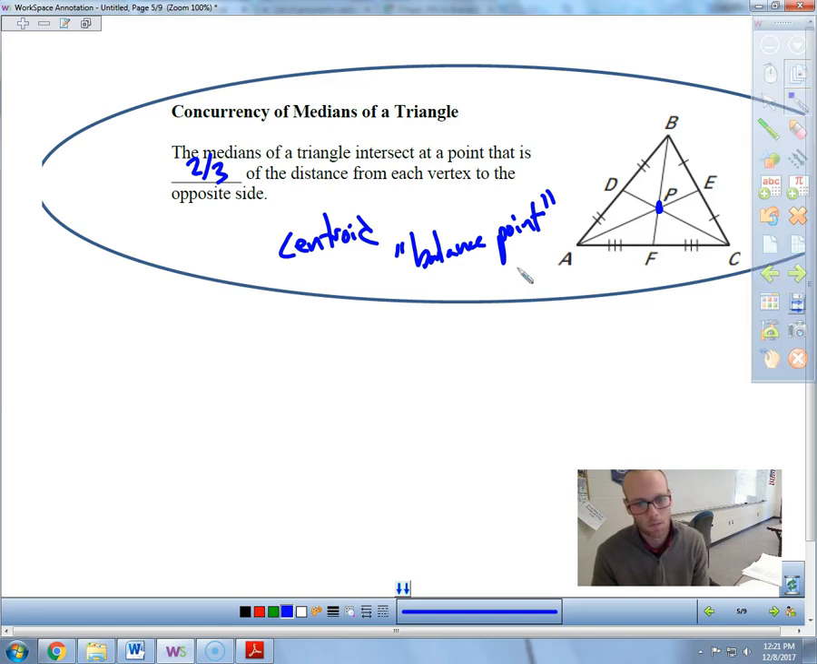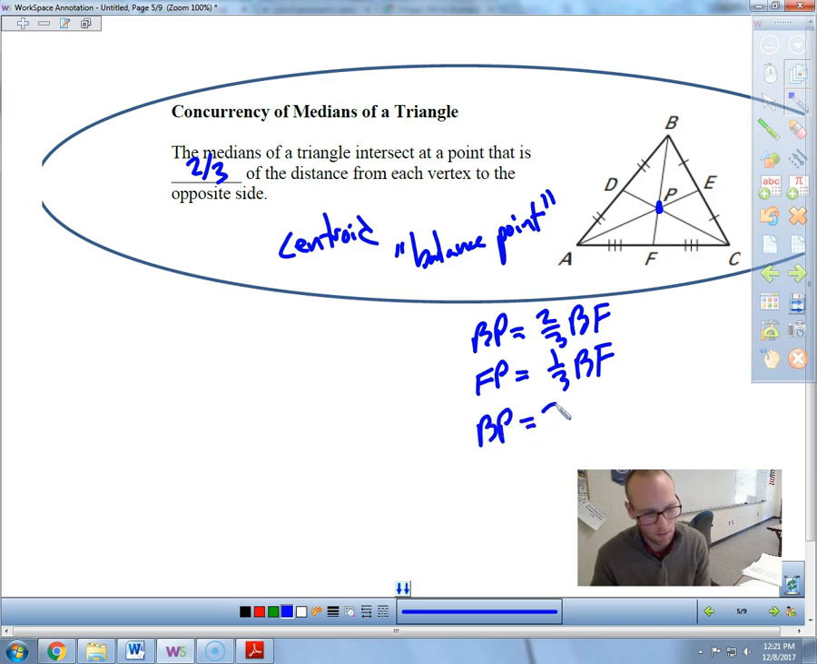There's a lot of relationships that we can write. BP is 2/3 of BF. FP is 1/3 of BF. We could also say that BP is 2 times FP. That's the relationship there between those distances.